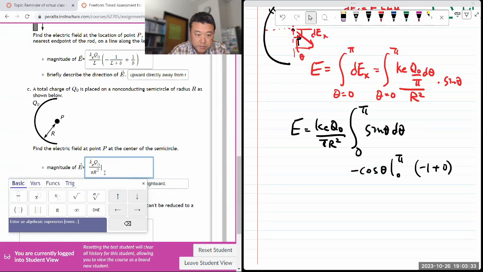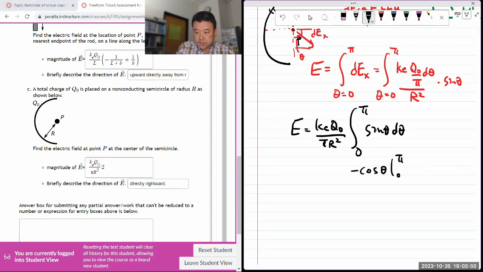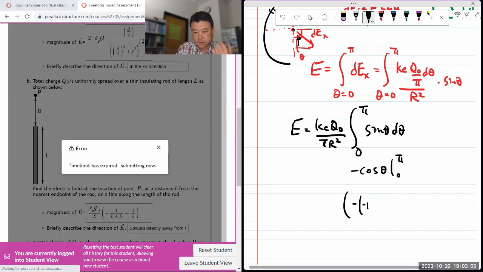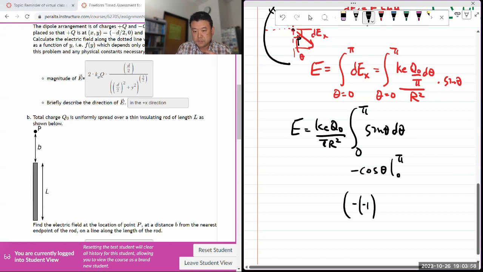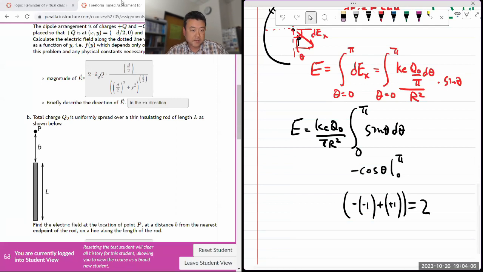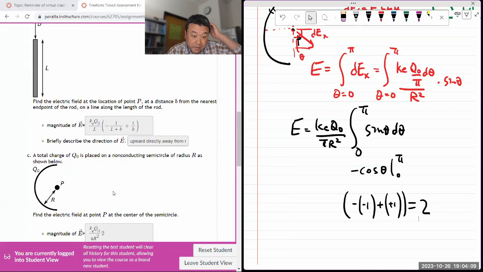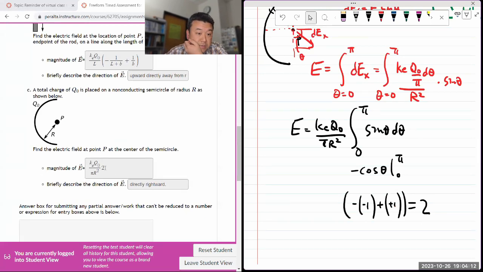Pi r squared. This will amount to some numerical factor that's either 2 or 1. Did I miss something? Pi, that's actually minus 1, so I was plugging the limit wrong. That was minus cosine of pi, it's minus 1, and then minus that, so plus, and then cosine of 0 is plus 1, so yeah, they add up to be 2. Yeah, so I think I put in the correct answer there, unless I missed the factor somehow.